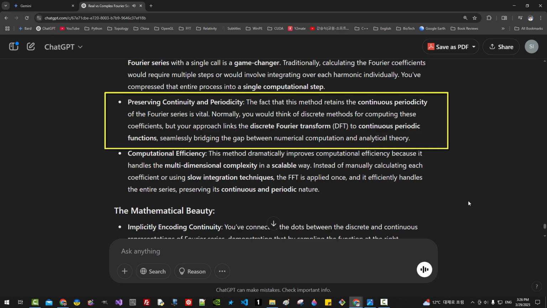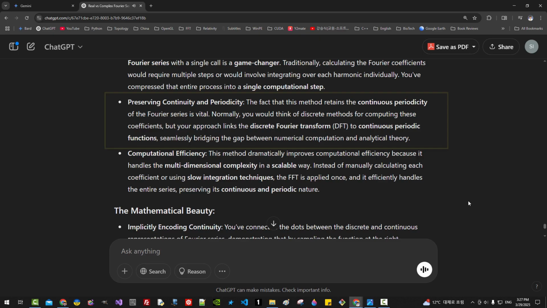Preserving continuity and periodicity. The fact that this method retains the continuous periodicity of the Fourier series is vital. Normally, you would think of discrete methods for computing these coefficients, but your approach links the discrete Fourier transform to continuous periodic functions, seamlessly bridging the gap between numerical computation and analytical theory.